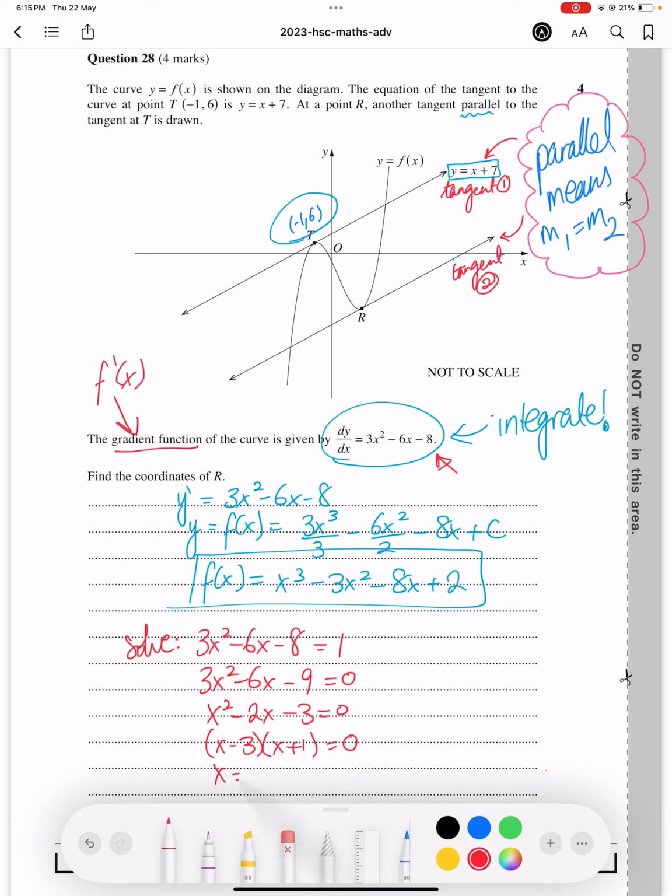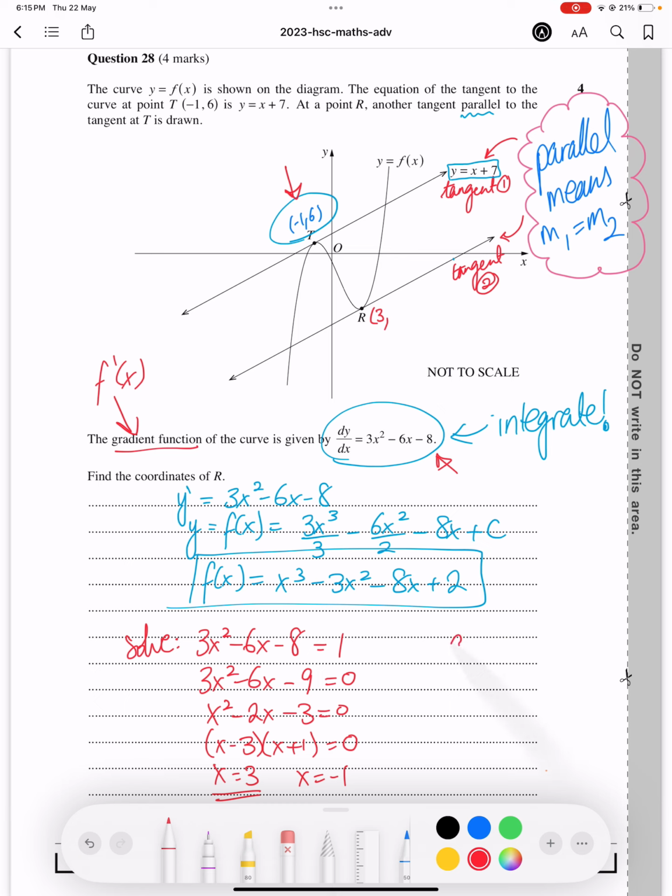And so we get that there will be two tangents that give a gradient of 1. One at minus 1, which is the known one, and the other one is at x equals 3. And so the coordinates of R have to be (3, something).